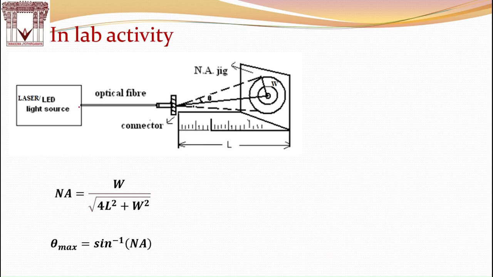In this way, we connect the optical fiber cable between the trainer module kit and the numerical aperture jig, and the light comes from here. We calculate at different lengths what is the width of the light. For that we provided the numerical aperture scale. Now substitute the values of the width of light, and L, the distance between the fiber end and the scale. When you calculate NA, the sine inverse of that numerical aperture will become theta max, that is the acceptance angle. This is the lab activity.